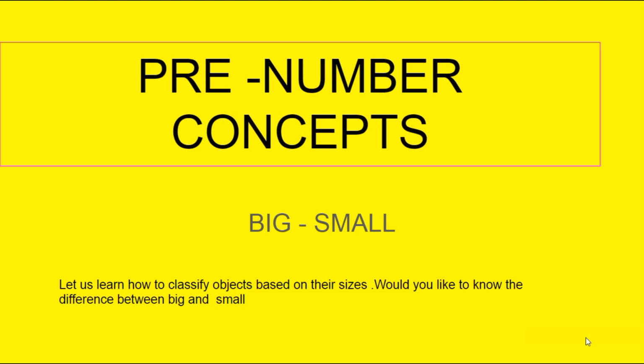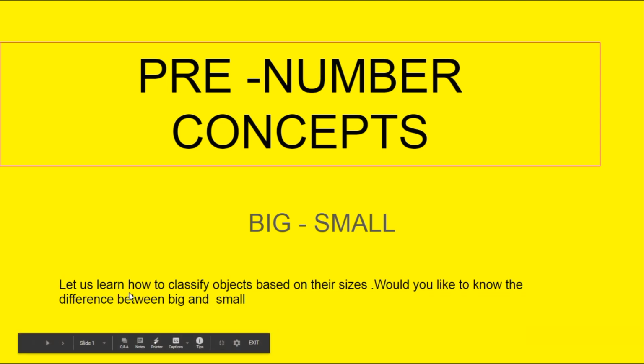The concept is pre-number concepts. Before going to know the numbers, we learn about different variations of shapes, sizes and positions. Let us learn how to classify objects based on their sizes. Would you like to know the difference between big and small?